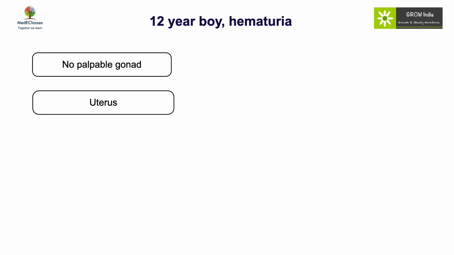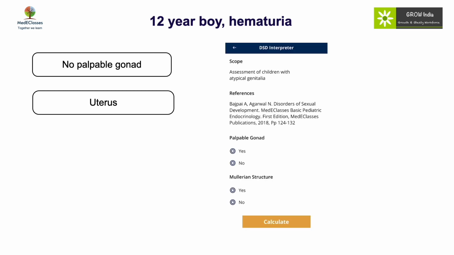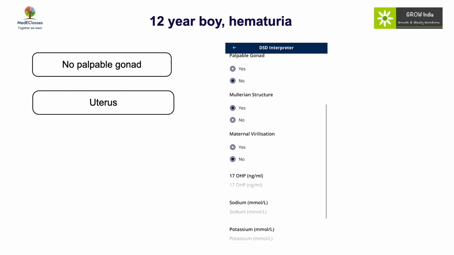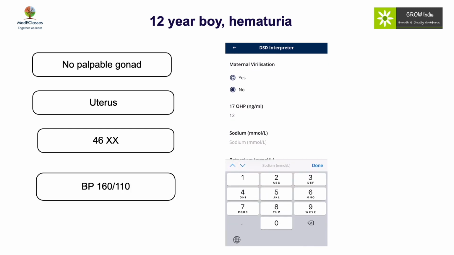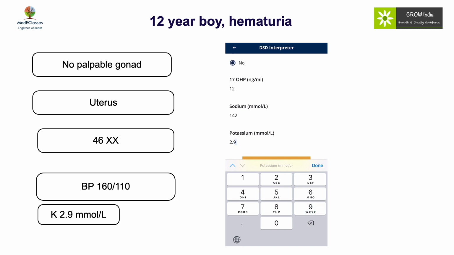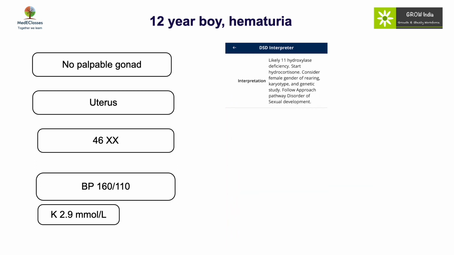A 12-year-old boy with hematuria but no palpable gonads and uterus. So this is a scenario wherein we have a DSD because there are no gonads and there seems to be extreme virilization in this individual presenting in a male form. So if we put the data in our interpreter with palpable gonads absent, Mullerian structure present, the questions are maternal virilization, then of course XX regarding the blood pressure. So there is hypertension which is there. There is hypokalemia, and this clearly suggests that we are talking about an XX DSD with hypertension in which there is extreme virilization suggestive of 11-hydroxylase deficiency. So this is how we approached this particular situation.